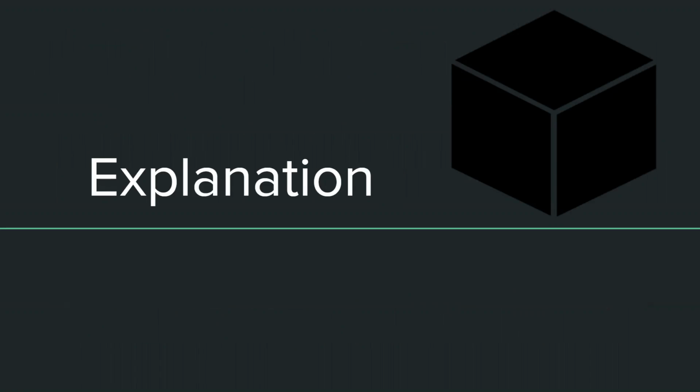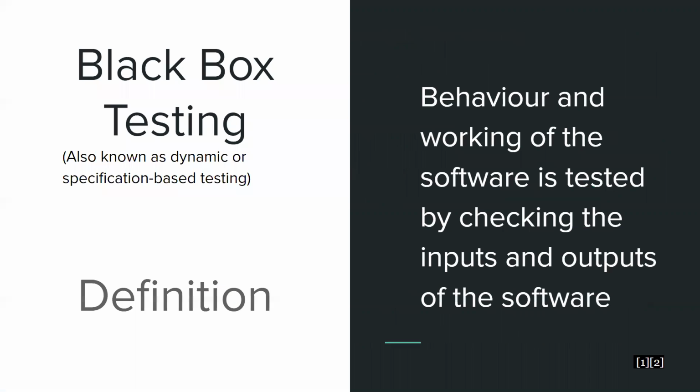What is black box testing? Black box testing is a method of software testing that examines the functionality of an application without peering into its internal structures or workings, by checking the inputs and outputs of the software. This method of testing can be applied virtually to every level of software testing: unit, integration, system, and acceptance. It is sometimes referred to as dynamic or specification-based testing.